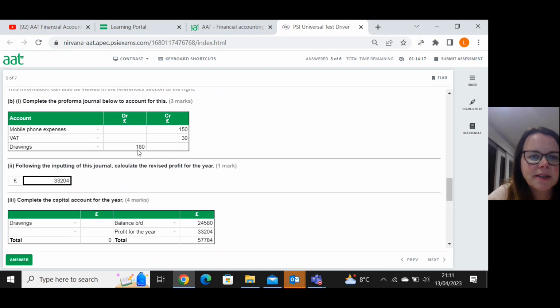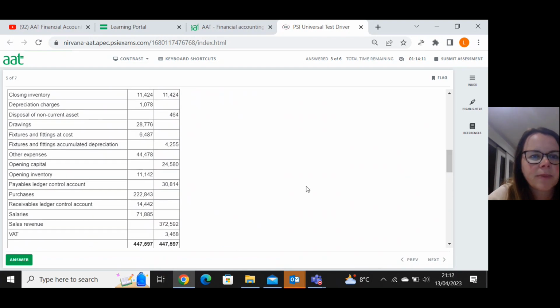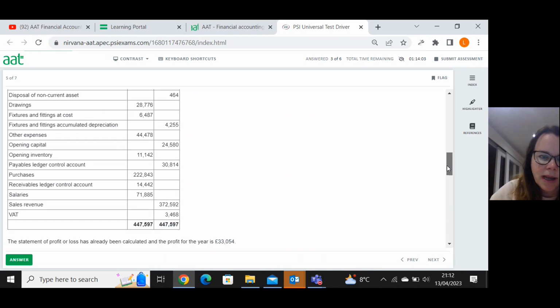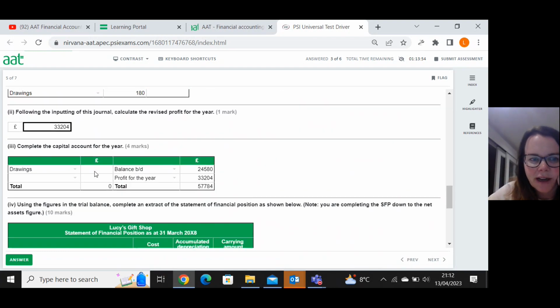Now, drawings have just been debited with 180. Let's have a look and see what they were to begin with. We had a drawings figure of 28,776 debit. We have just increased it, so add 180, which gives me a revised drawings figure of 28,956.